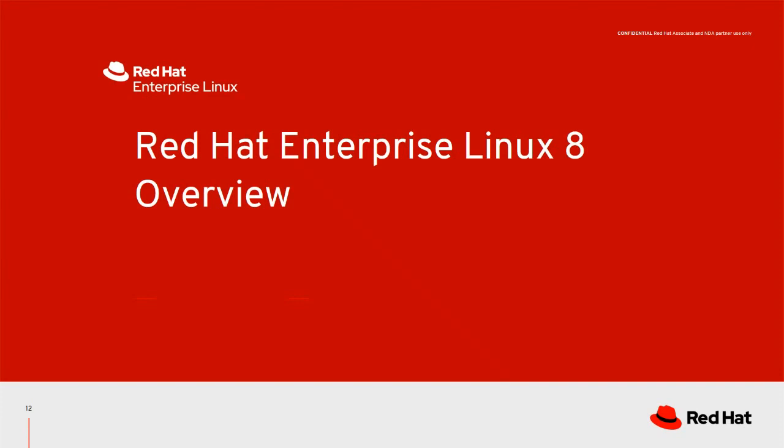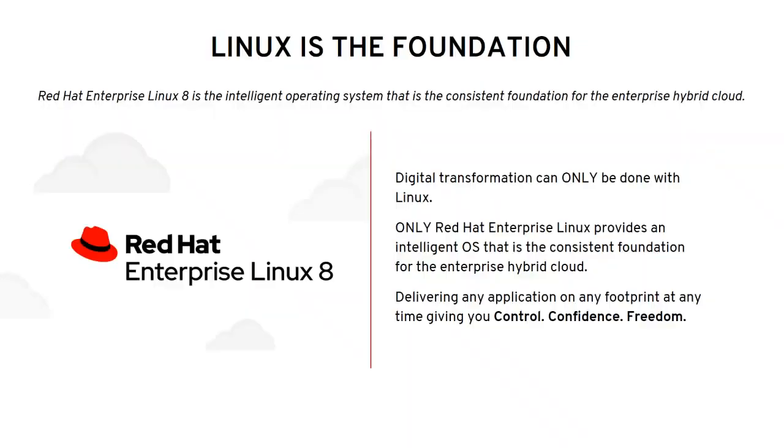So what is there in Red Hat Enterprise Linux? As we said, or as we started the presentation, this is the foundation for the hybrid cloud model. So Linux is a foundation. See, Red Hat Enterprise Linux 8 is the intelligent operating system that is a consistent foundation for the enterprise hybrid cloud. That's what we said. This is the foundation for the enterprise hybrid cloud model.